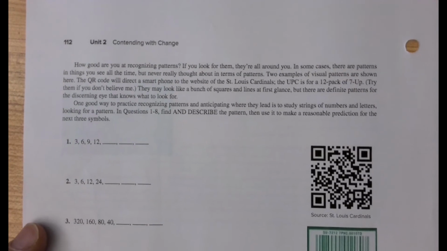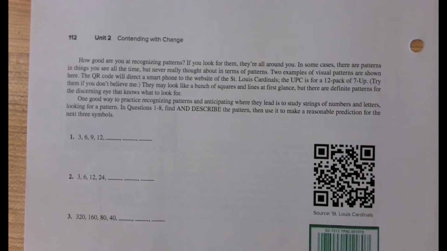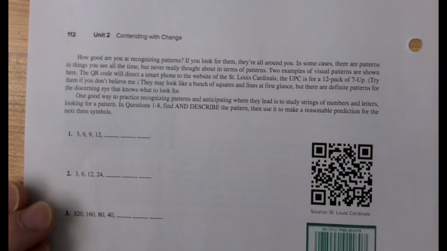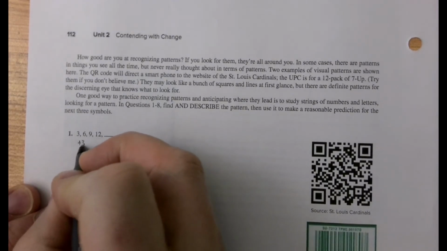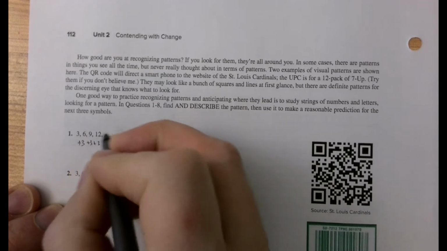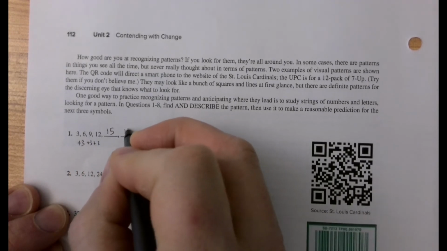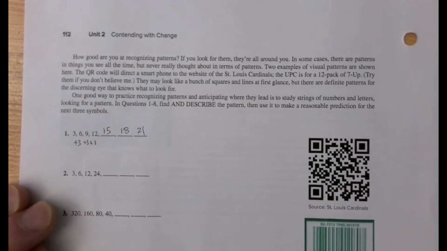So let's start with looking at some patterns. Here we're just going to look at the numbers and predict the next three. If you notice, we go 3, 6, 9, 12. We're adding 3 each step. So that means this would be 15, 18, 21.